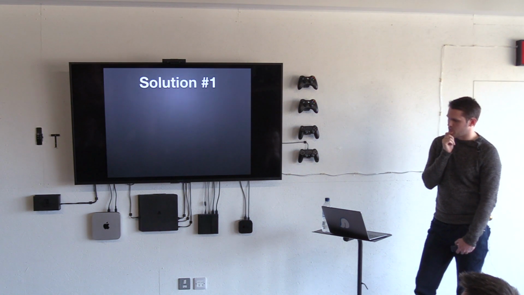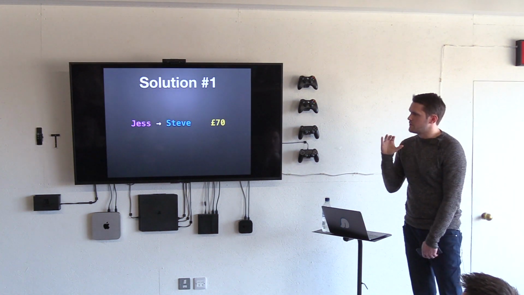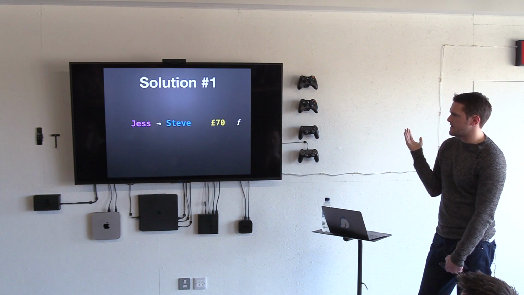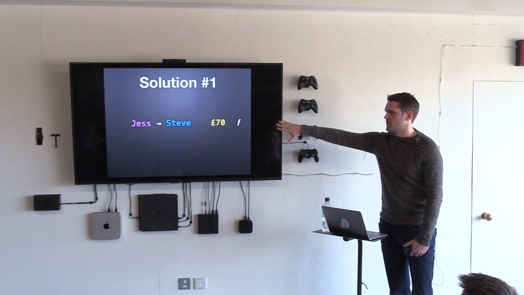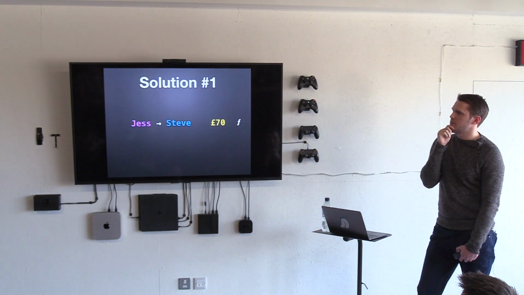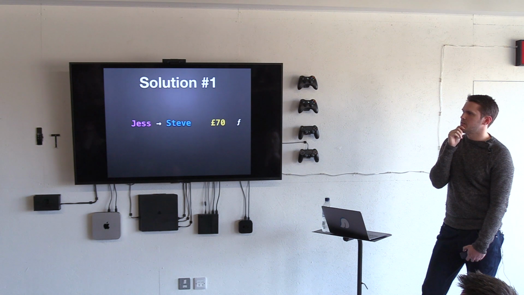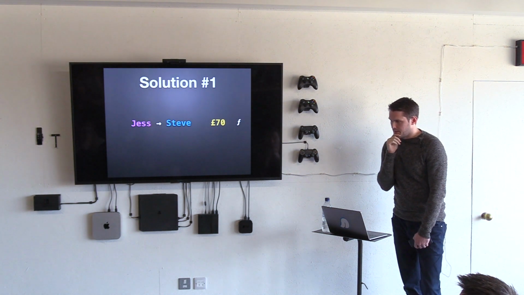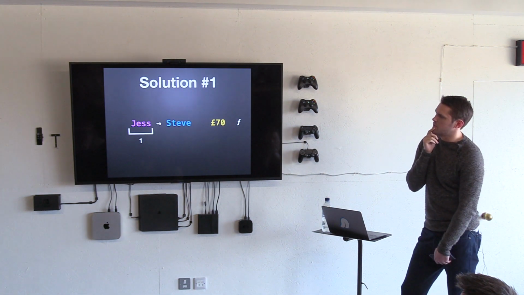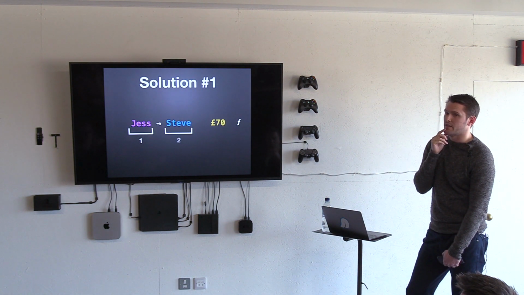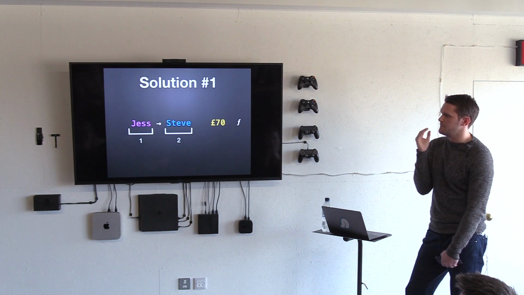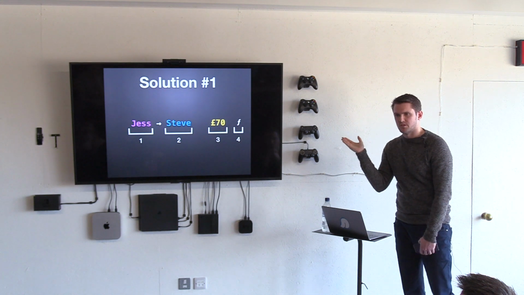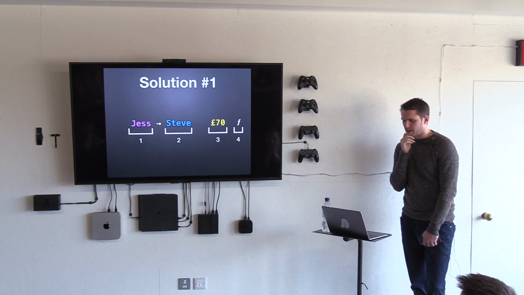So, solution 1. We've got our transaction here, and what we need to do is add some signature to the end, which I'm representing with a function symbol. We need to add some sort of signature to the end that unmistakably goes, yep, that was from Jess. Jess put that transaction in. So we think about the component parts of our transaction. We've got who sent the money, who's receiving the money, what the amount of money is, and then we need some sort of signature to come out of that.